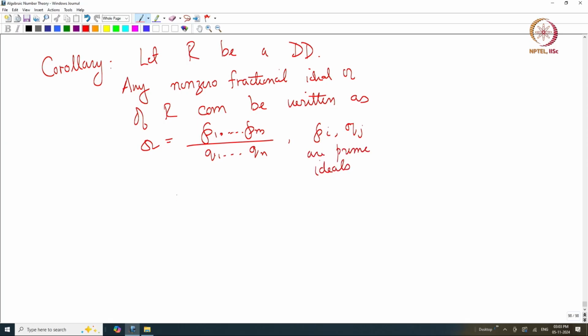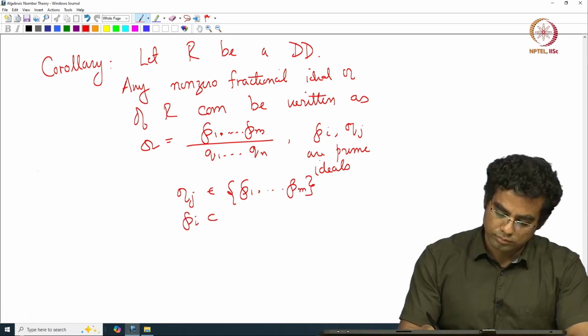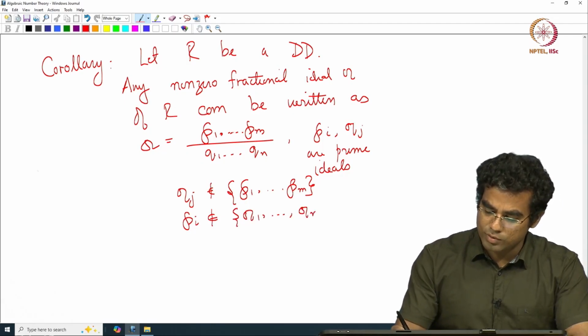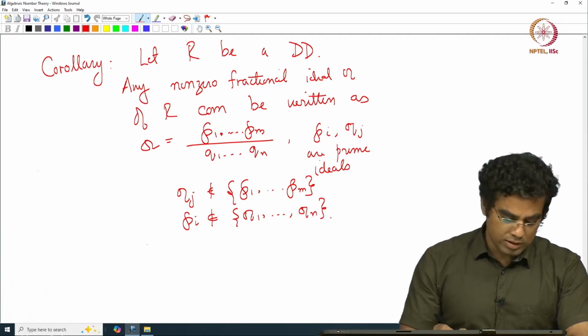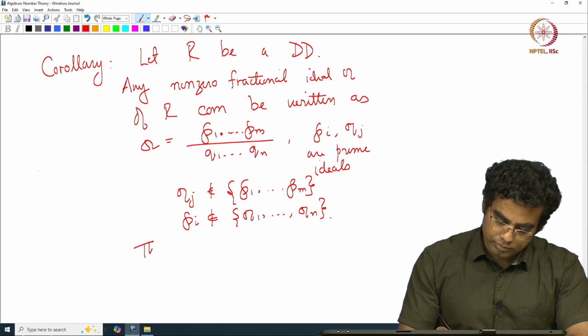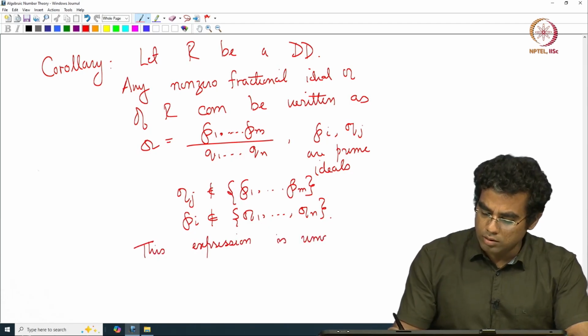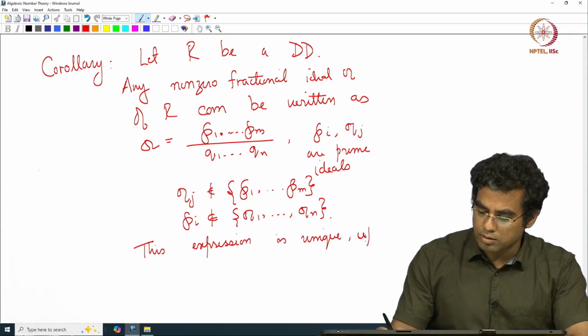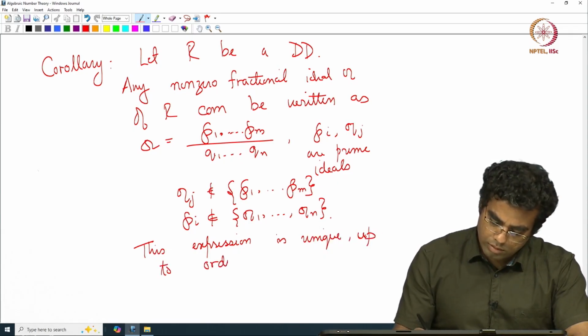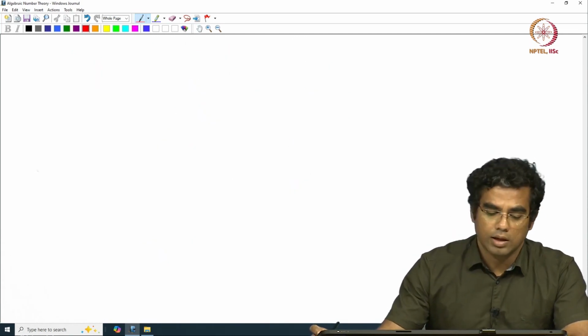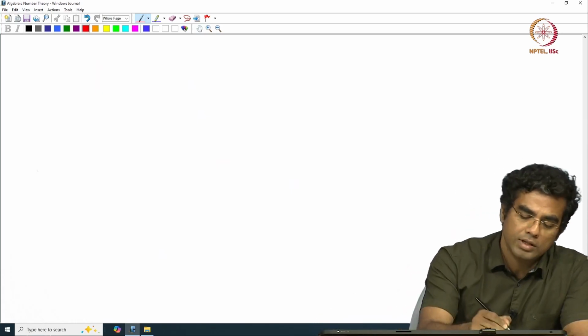And none of the Qj's is equal to Pi's and vice versa. So, one of these conditions is enough, but let me write it this way. And this way of writing is unique. This expression is unique up to ordering again. Of course, the hard part was to do it for integral ideals, and now we just do it for fractional ideals.